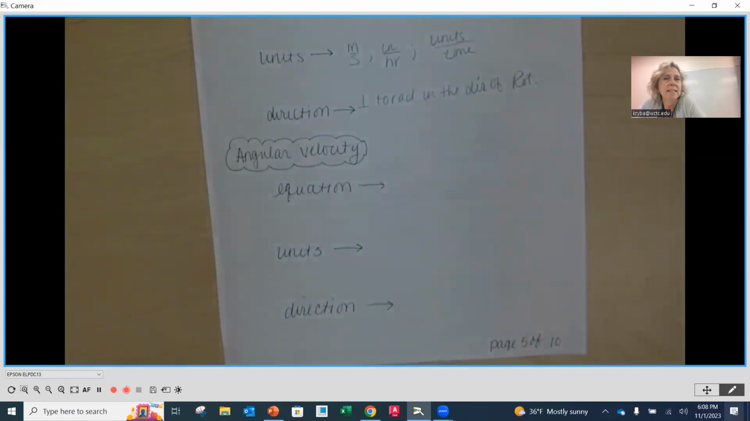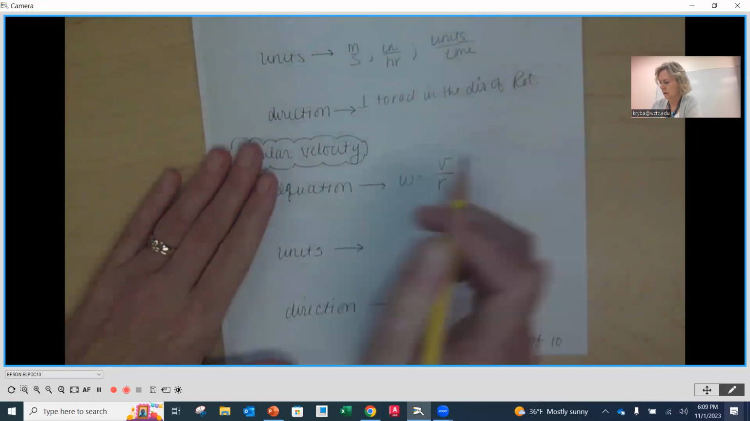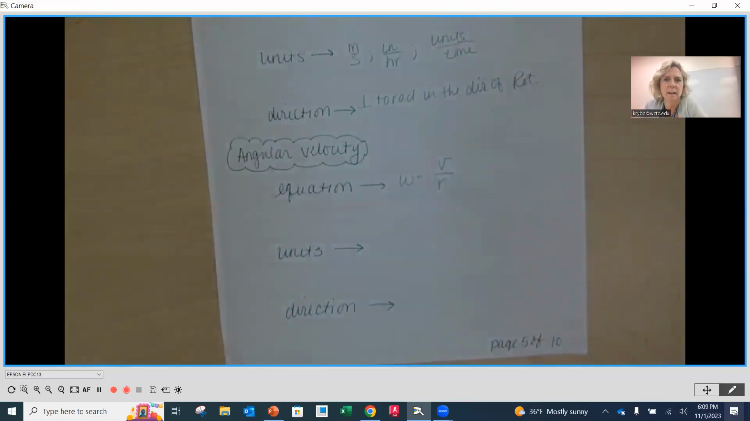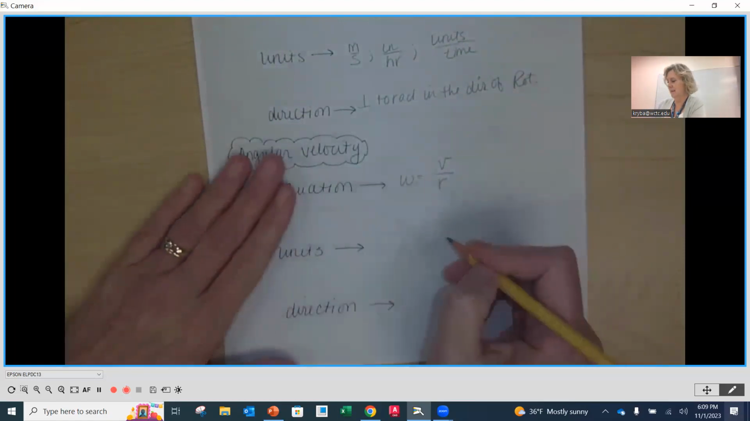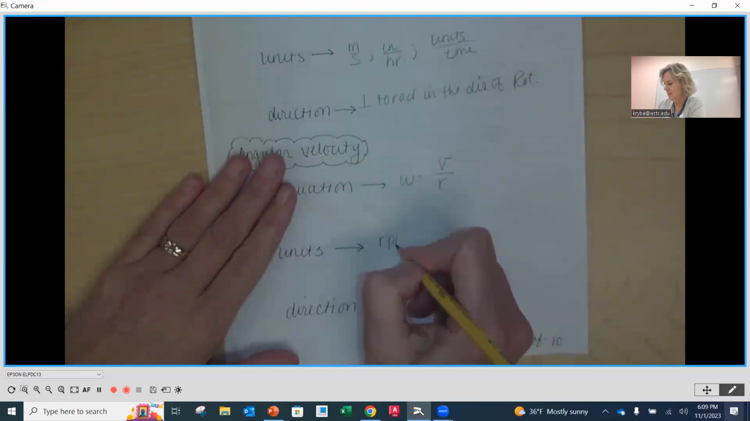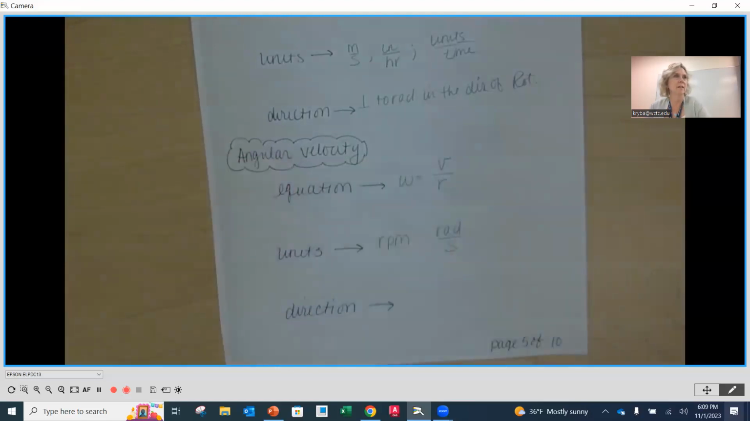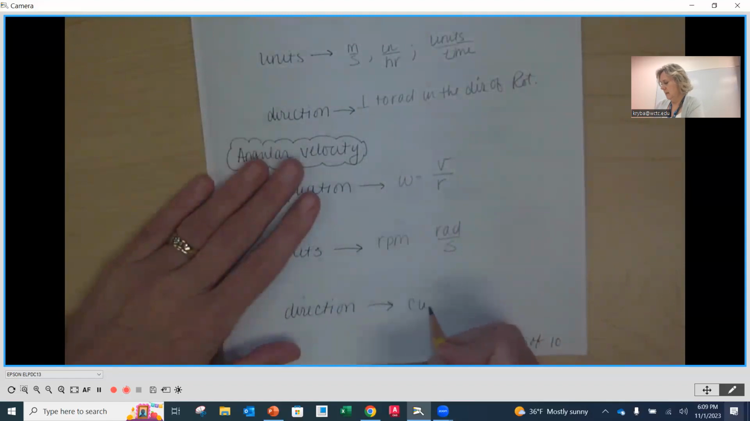All right, angular velocity. What'd you put for this equation? Okay, V over R, good. Units. RPMs, what else? Yep, radians per second, awesome. And then its direction. Exactly, clockwise or counterclockwise. Good.